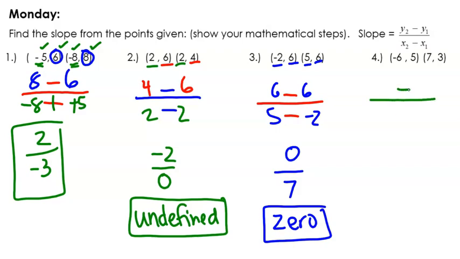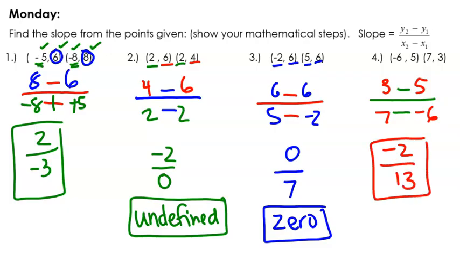The last one, start your giant subtraction fraction. Y minus y over x minus x is going to give us negative 2 over 13. Leave it in fraction form.